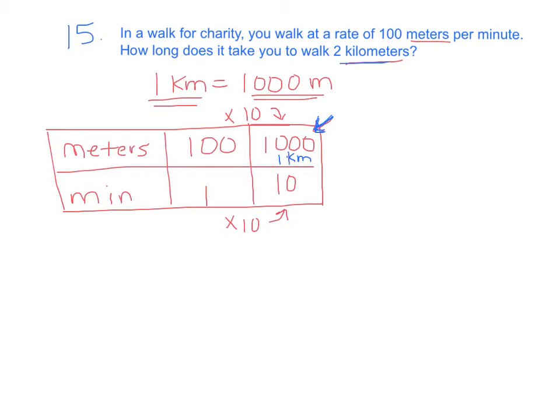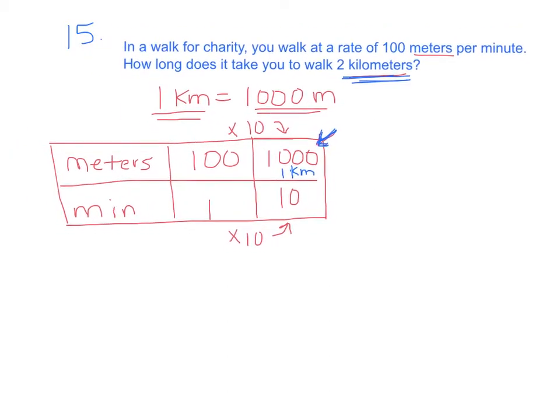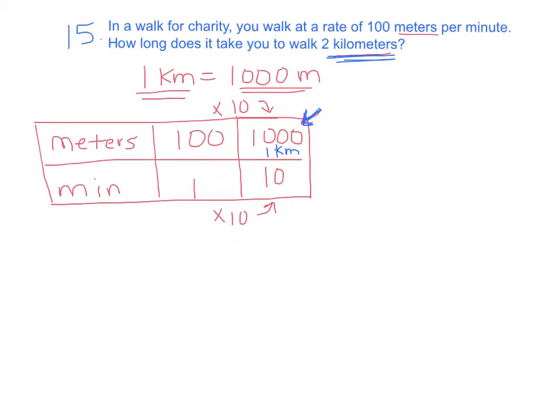The question says, how long does it take you to walk 2 kilometers? So if I know in 1 minute I can walk 100 meters, and I know in 10 minutes I can walk 1,000 meters, which equals 1 kilometer. Okay, so walking 1 kilometer takes me 10 minutes. How much time does it take me to walk 2 kilometers?